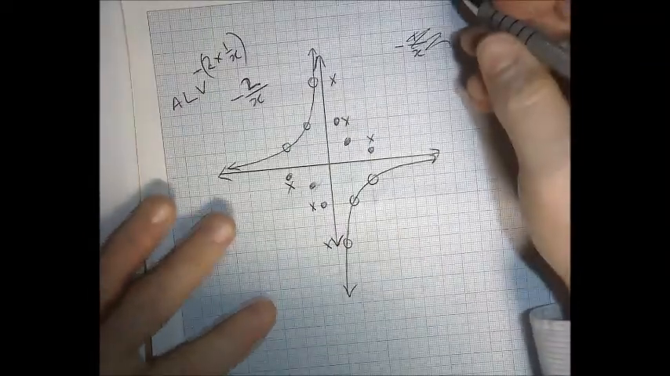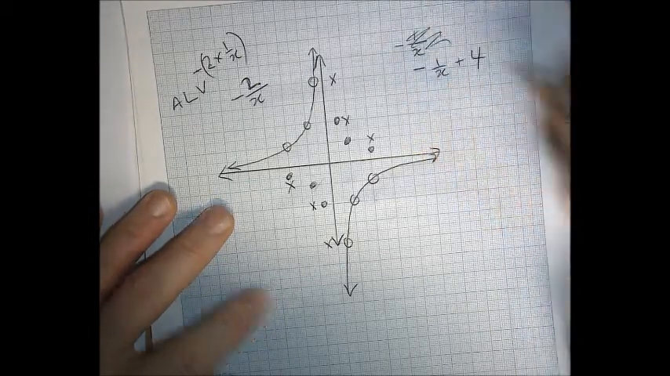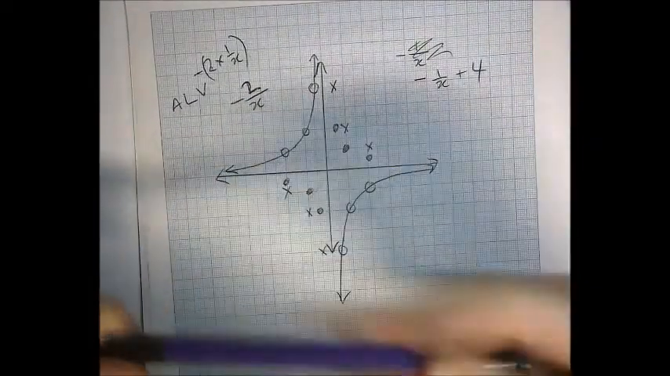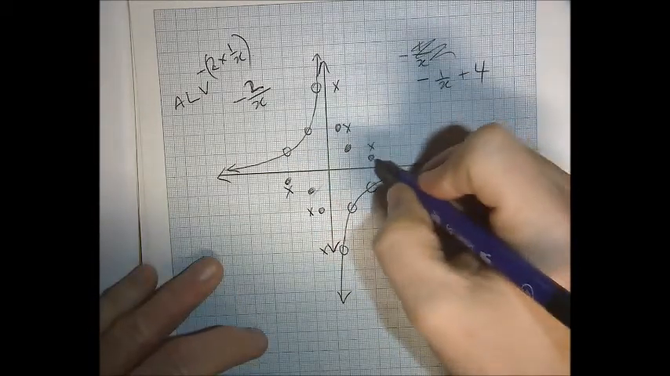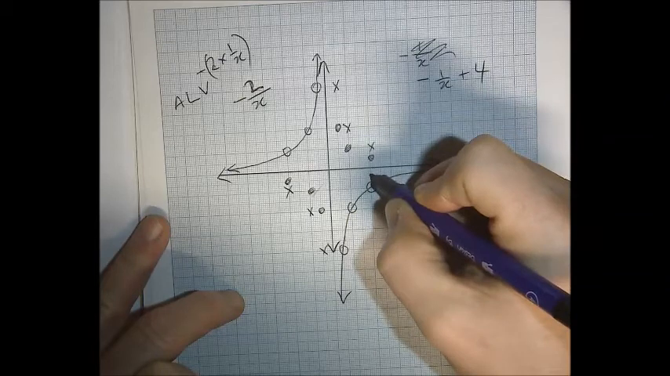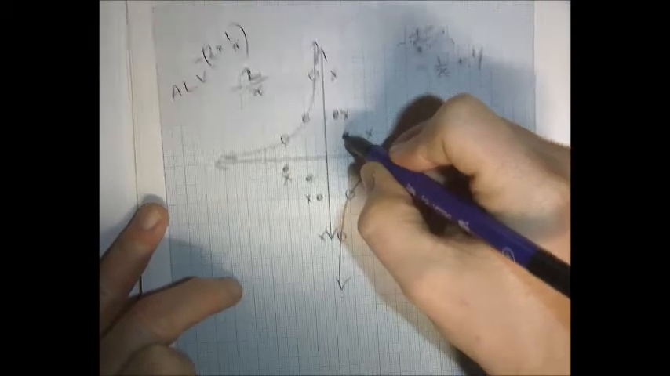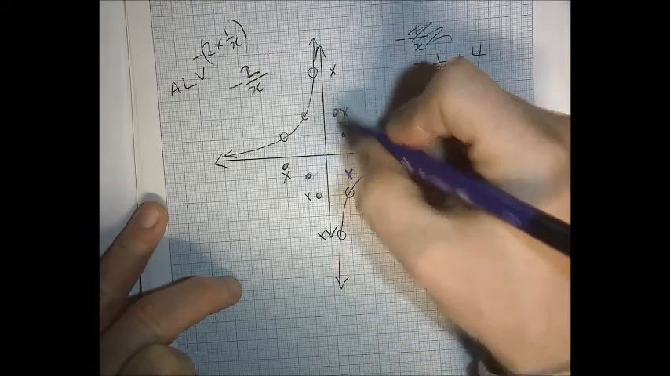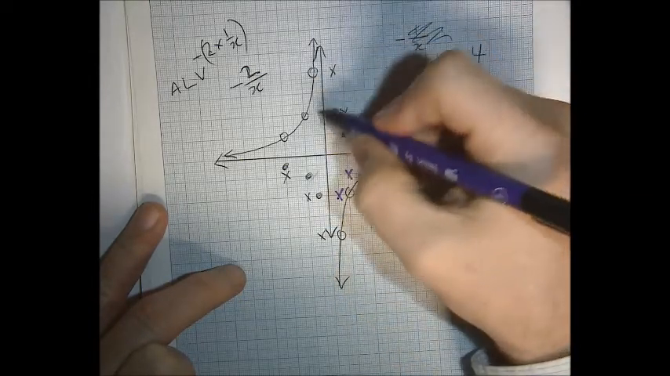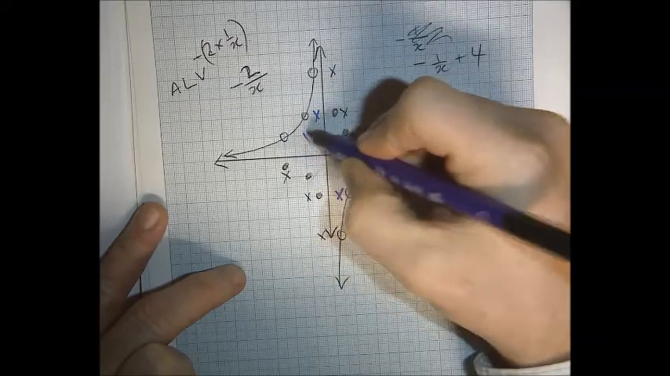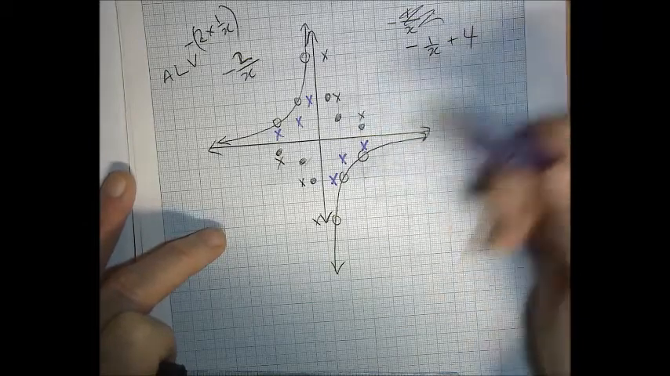Okay, I'm also going to graph y equals negative 1 over x plus 4. Starts with the same basic dots. They get flipped, so that will go there, that will go there, and that will go there. That will go there, that will go there, and that will go there. Again, it doesn't matter if you mix up the horizontal and vertical, because you get the same answer anyway.